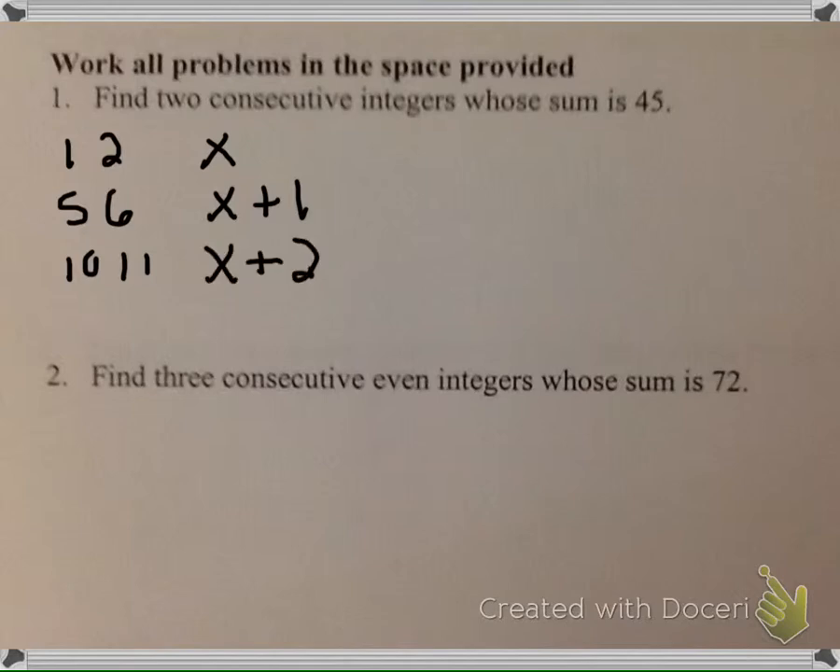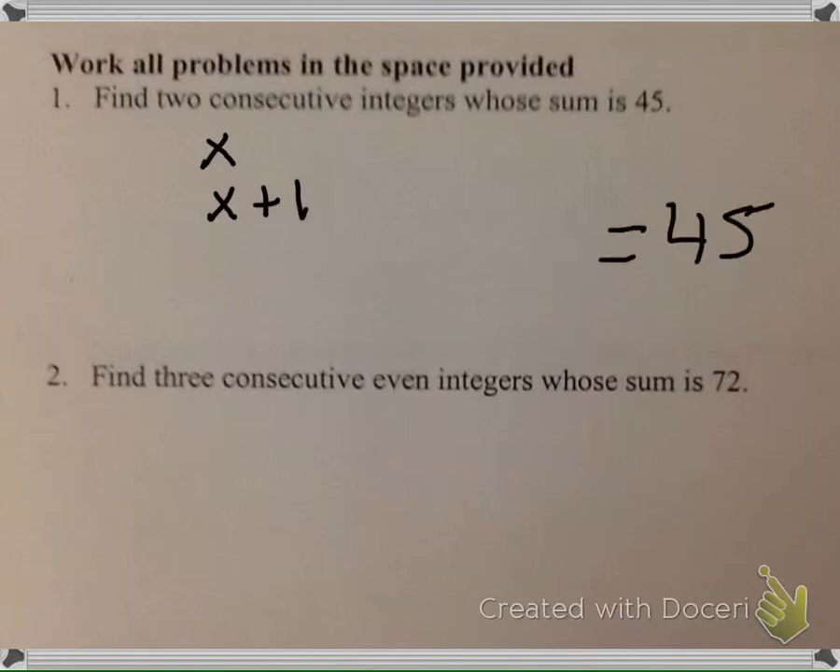So in this problem, I just have to find two consecutive integers whose sum is 45, so I'm just going to get rid of this because I don't really need it. And I know that their sum is 45, so I know that if I were to add all of this up, it's equal to 45. So I'm going to combine my like terms. x and x is 2x plus 1.